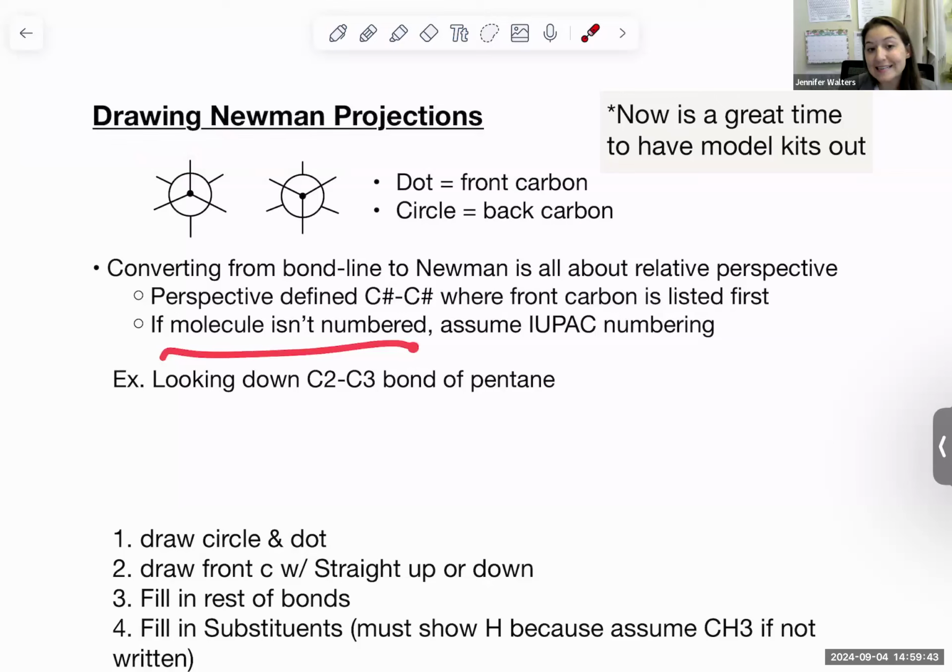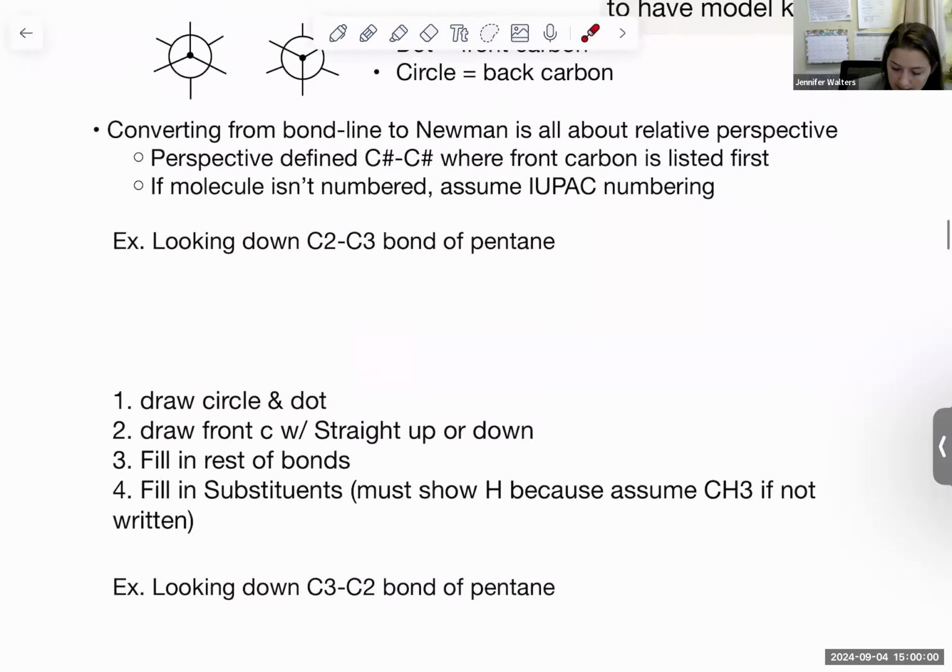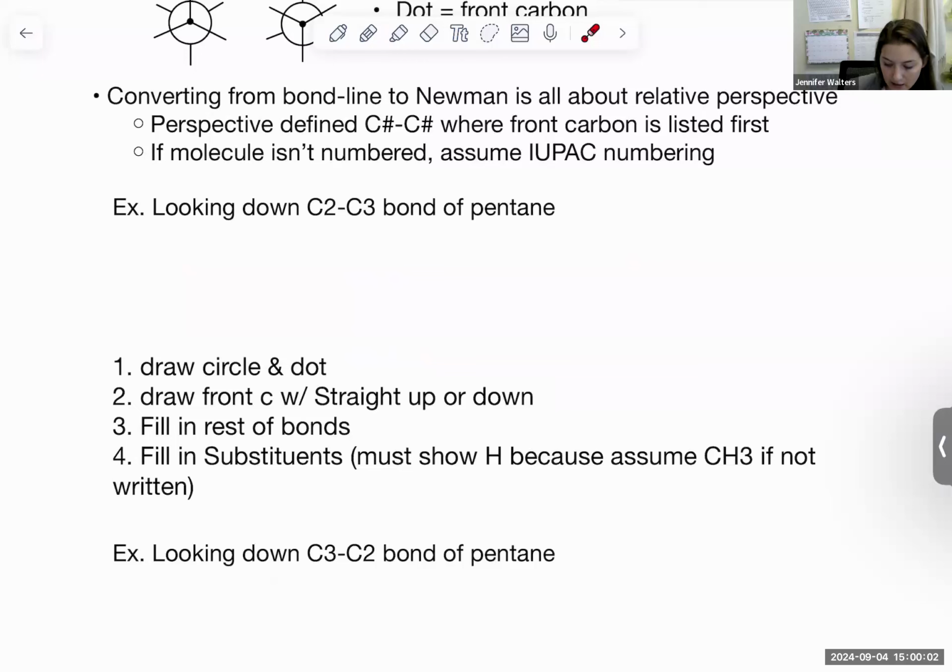If the molecule isn't numbered for you, assume IUPAC numbering. That's our nomenclature numbering. So that is what is the actual location according to the name. That's what you would use if no numbers are given. If numbers are given, use the numbers. So if I'm told to look down the C2-C3 bond of pentane, pent is going to be 5 carbons, like a pentagon has 5 sides. A pentane has 5 carbons, ane being all single bonds because it's an alkane. So I'm going to just draw my zigzag pentane.